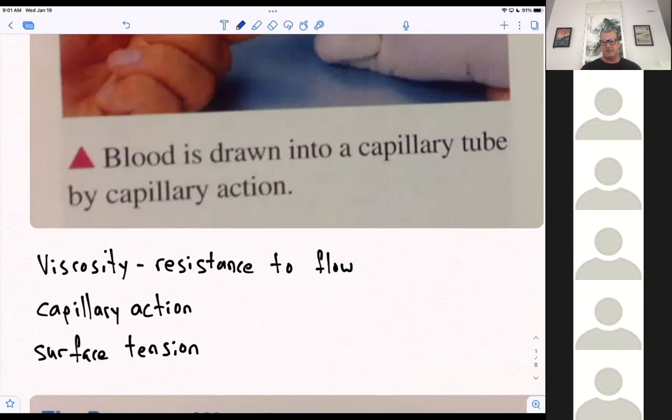If you have a very viscous thing, like tar, compared to water, tar has a very high viscosity. How do you pour tar? You heat it up. Heat it up enough, and then you can pour it much more easily. So that's viscosity, resistance to flow.